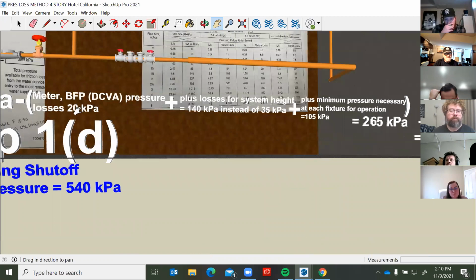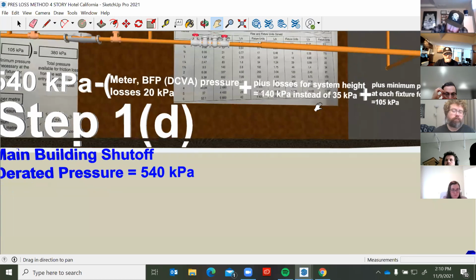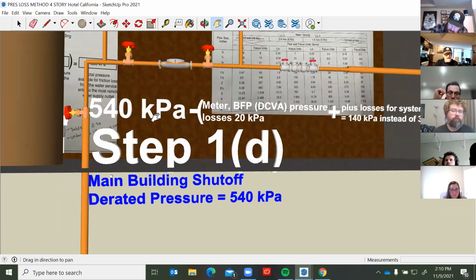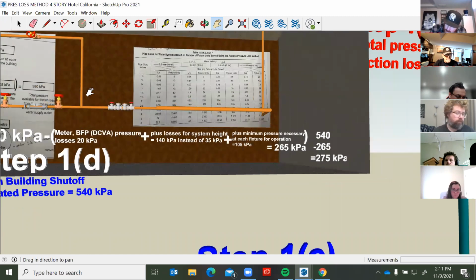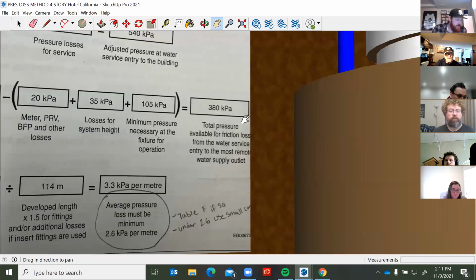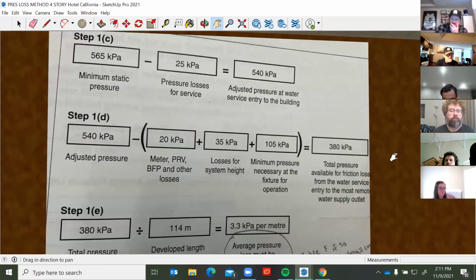So we add these three numbers together, 20 kPa, 140 kPa, and 105 kPa, and that equals 265 kPa of pressure loss that you're going to have to take away from the 540 at the building. And that is going to equal 275 kPa. So their number is 380. Our number is 275. Does everyone get that step? Mine is slightly different because I got a 4 or 5 story building.